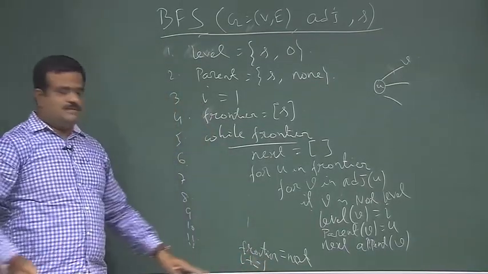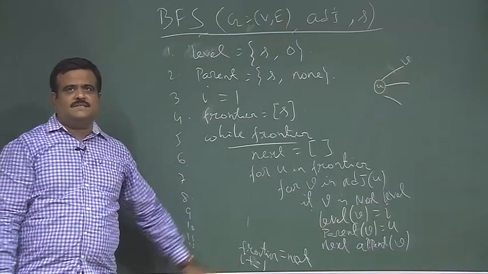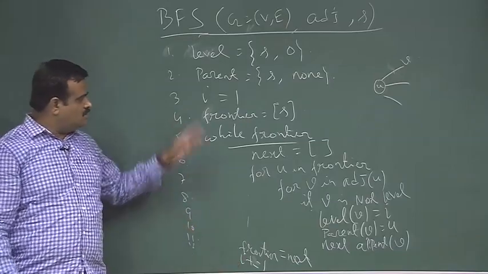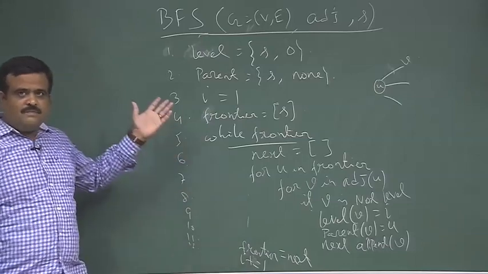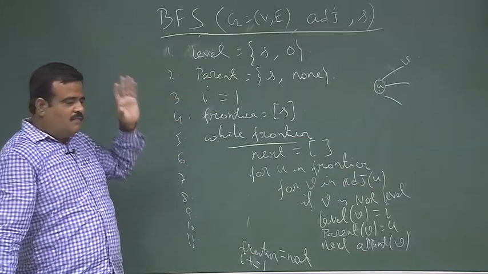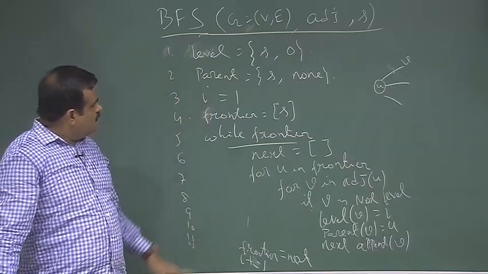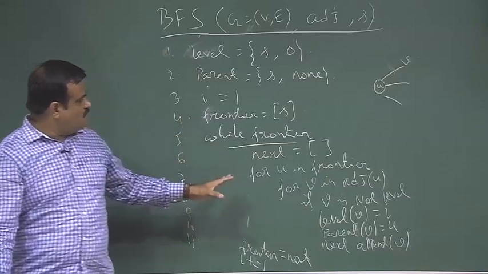I is equal to I plus plus, to indicate the next level vertices. Okay, so this is the pseudocode. This is basically Python, the Python language. So, this is the code basically.